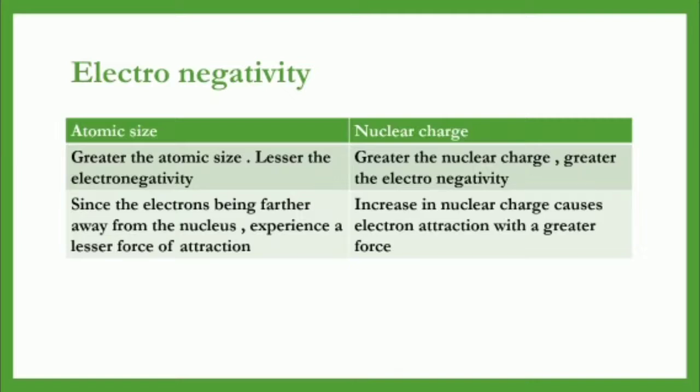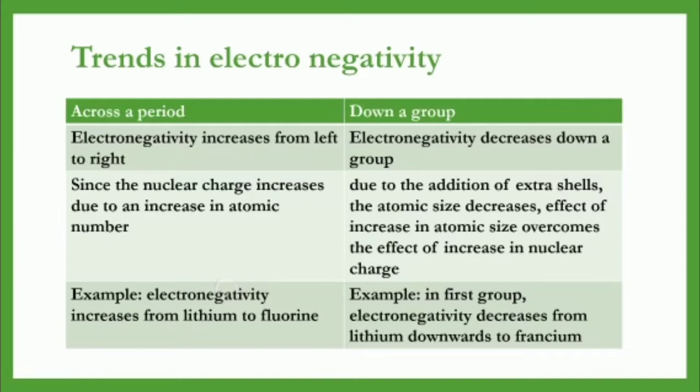With increased nuclear charge, electron attraction will be with a greater force. Next one, across a period electronegativity increases since the nuclear charge increases due to the increase in the atomic number. Down the group, the electronegativity decreases due to the addition of an extra shell. In everything we are seeing, due to the addition of extra shells, the atomic size increases, so it may lose the electrons. Like this only we are seeing.